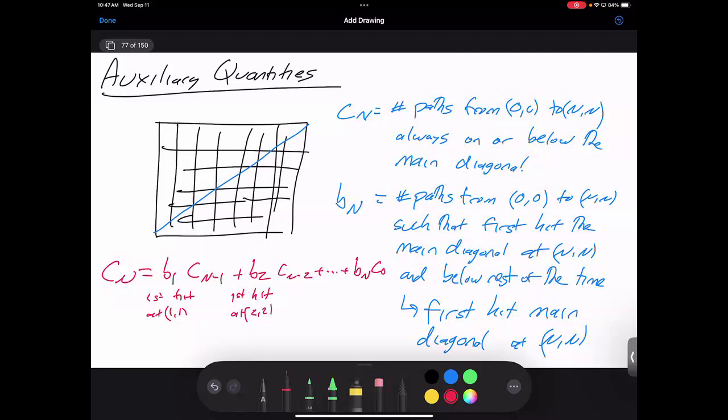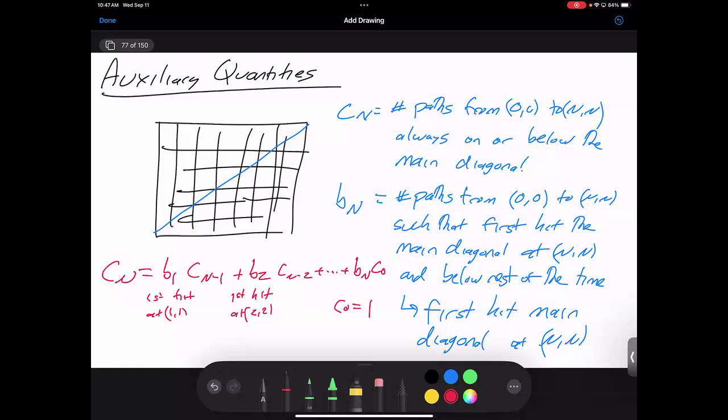And so we'll set C0 equal to 1, which makes sense. There's one way to do nothing. I started at 0,0, I ended at 0,0, I want to stay at or below the main diagonal, and there's one way to do that: do nothing. No steps east, no steps north. It's reasonable to define C0 to be 1. This is now a recurrence.